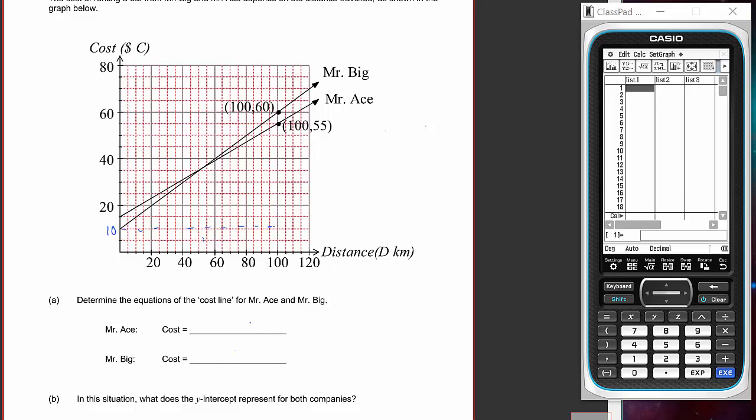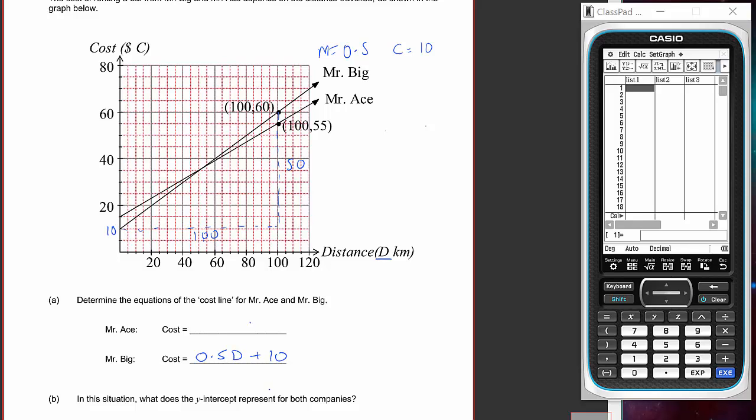and for Mr. Big we see it's gone from 10 to 60, so that's 50 up as it's gone 100 across. So rise divided by run, 50 divided by 100 is 0.5. So we know that the gradient there is 0.5 and the intercept, as we discussed, was 10. So for Mr. Big, the cost is 0.5 times the distance plus 10.